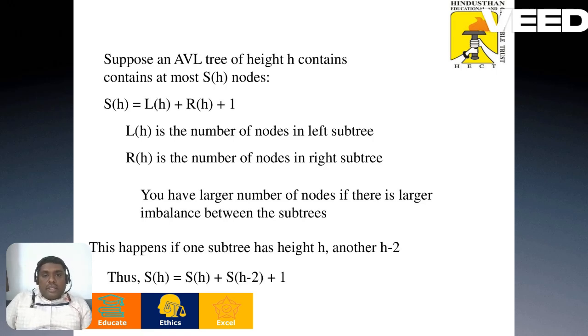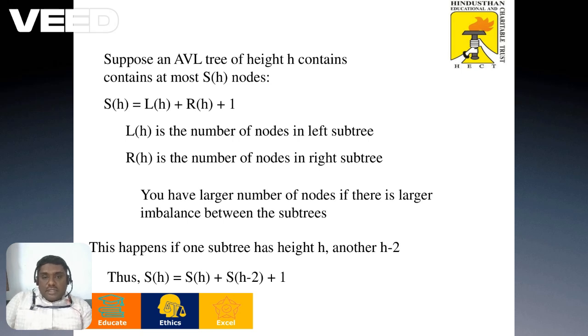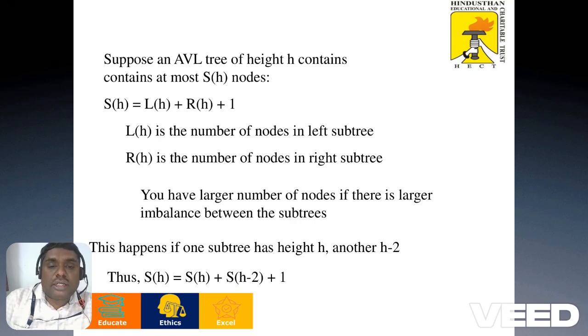Suppose an AVL tree of height h contains at most a certain number of nodes, N of h. While calculating, we look at the number of nodes in the left subtree and the number of nodes in the right subtree. If we have a large number of nodes, there is a large imbalance between the subtrees. Suppose you have 500 plus nodes, you will not be able to keep the tree balanced. So it is calculated based on the height of the left subtree and the height of the right subtree plus one.